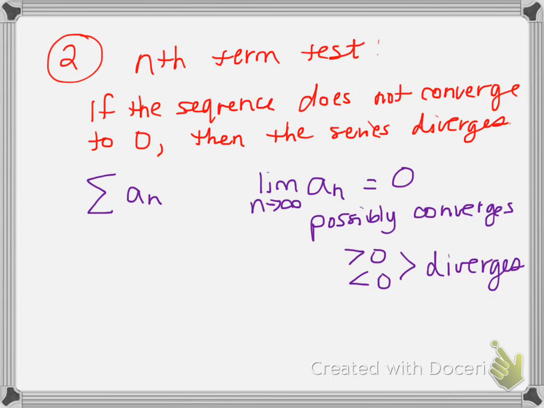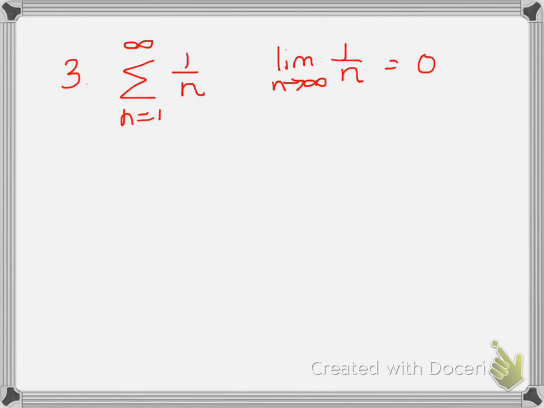So let's look at a couple of examples on that one. Alright, let's say that I have the sum from n equals 1 to infinity of 1 over n. I know that the limit as n approaches infinity of the sequence 1 over n is 0, because that's 1 over infinity. So I know that this particular series possibly converges, and I would probably need to do some other test, but at this point I don't know any other tests, so I just have to say that it possibly converges.